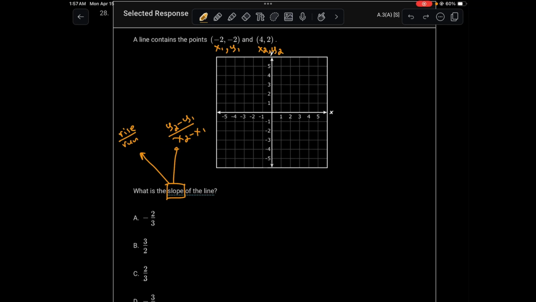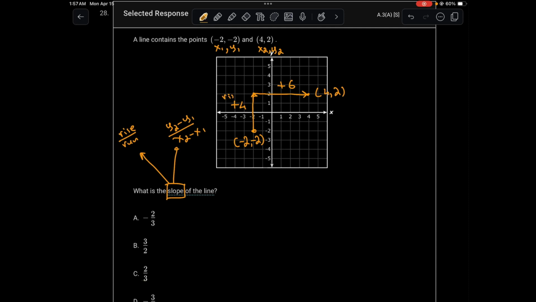And you plot them here. For the rise over run, you would have to plot those 2 points. This is the negative 2, comma, negative 2, and the 4, comma 2 is here. You would have to measure the rise, which is 1, 2, 3, 4, and it's positive 4. That's the rise, and then the run, which is 1, 2, 3, 4, 5, 6.